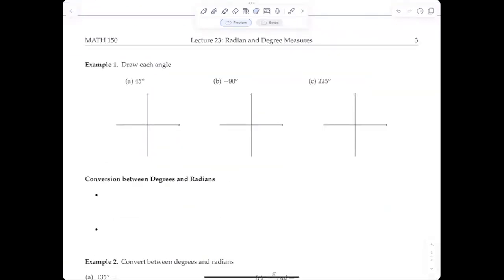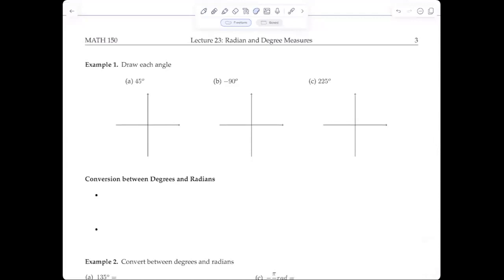All right, so then example 1 here gives you some practice on how to identify an angle. At this point, it's a lot easier to just do degree measure instead of radian measure. But later on, you will see it's very convenient to actually use radian measure.